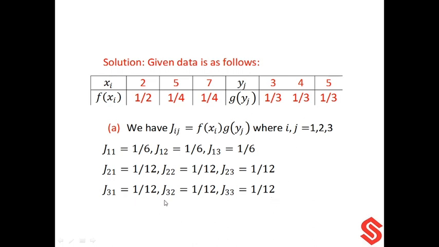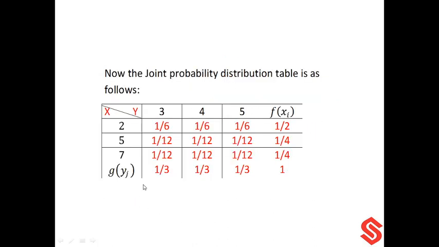So these are the joint probabilities. So the joint probability table is as follows. We got the values of x, values of y, joint probabilities, and marginal distributions f of xi and g of yj, whose sum is equal to 1.